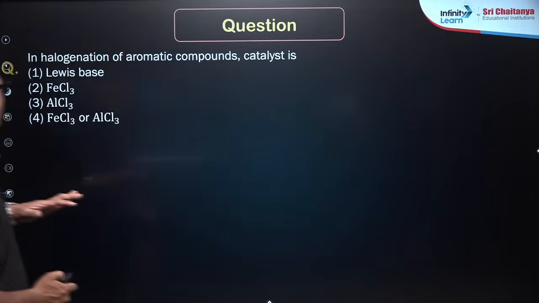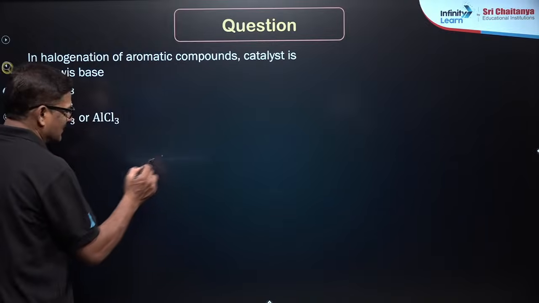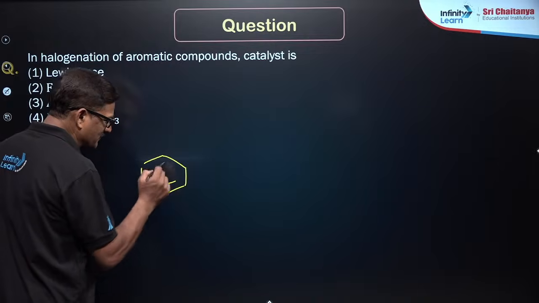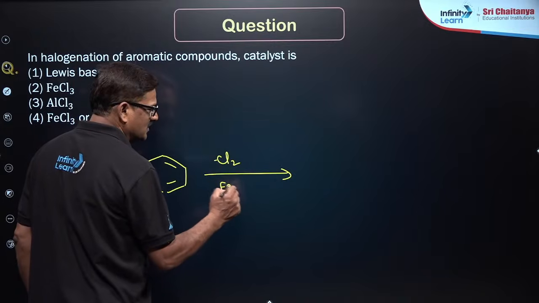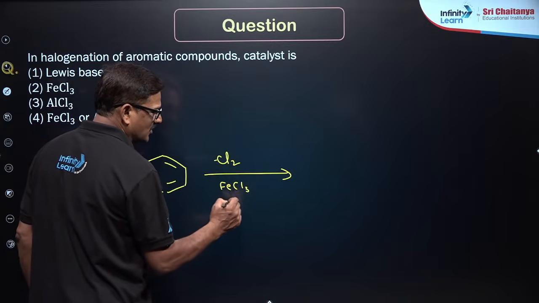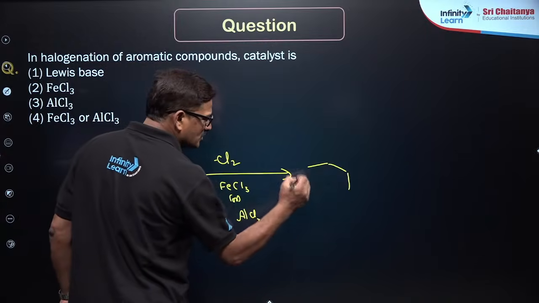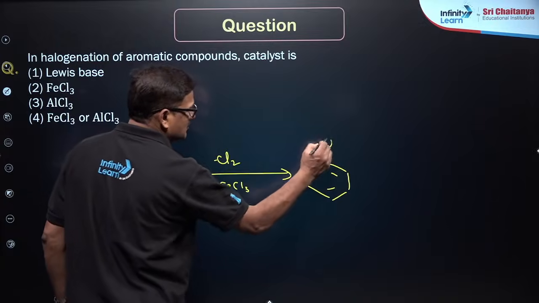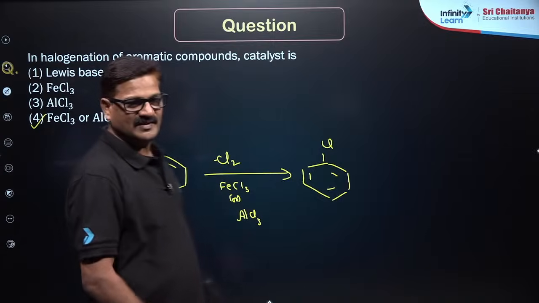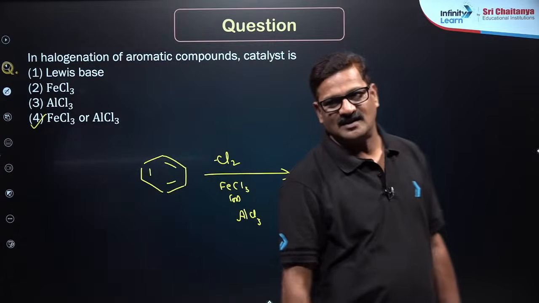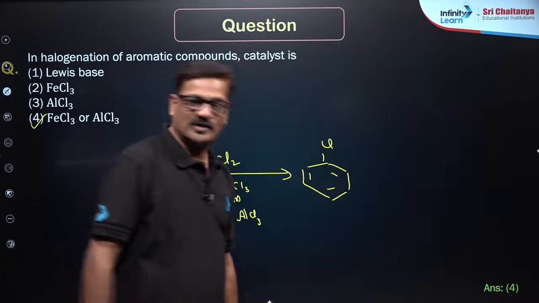Right. And halogenation of aromatic compounds: the catalyst, you can use this benzene, halogenation, chlorination, you can use any Lewis acid, you can also use AlCl3, you are going to get a benzene, right? So this is either FeCl3, BCl3, BF3, AlCl3 or any halogen carrier can be used. The answer for this question is going to be 4.